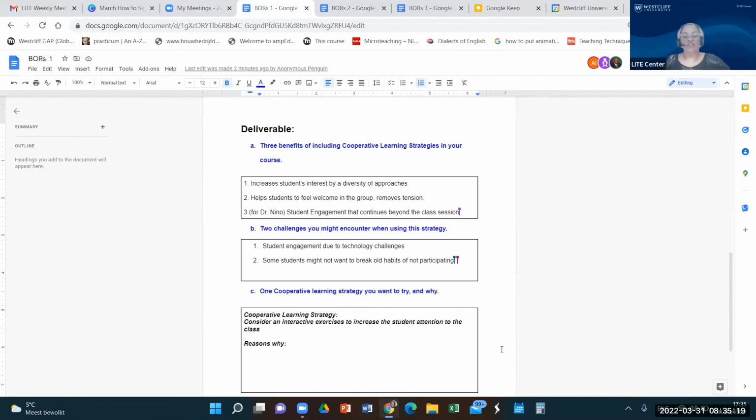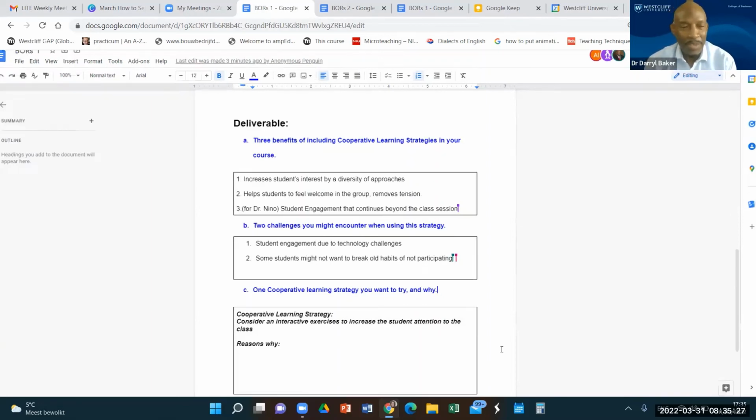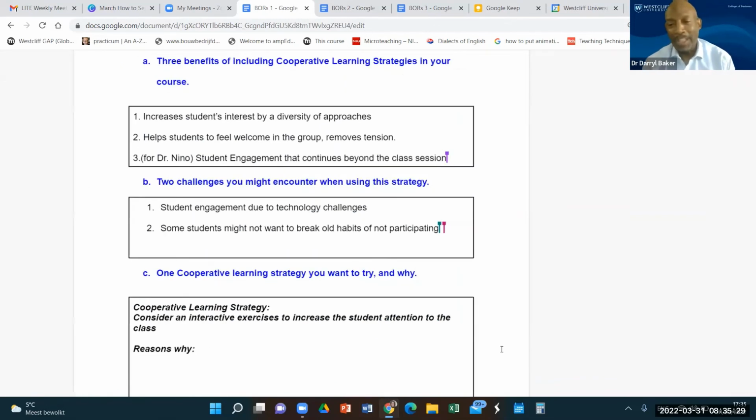Wonderful. What about the challenges? Okay, yeah, the challenges. Student engagement due to technology challenges. Some students are on different levels when it comes to challenges. Some of us have found that out in our classrooms. Then some students might not want to break their old habits that they've become accustomed to. Even though we're encouraging them, they still are sticking with those.